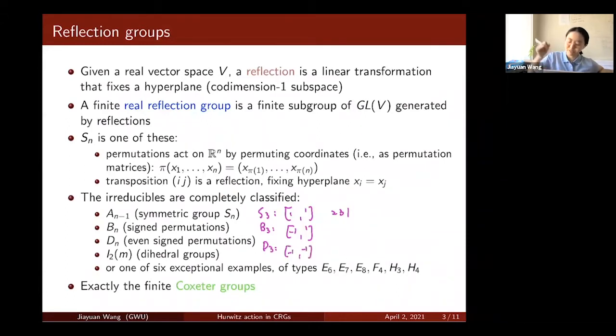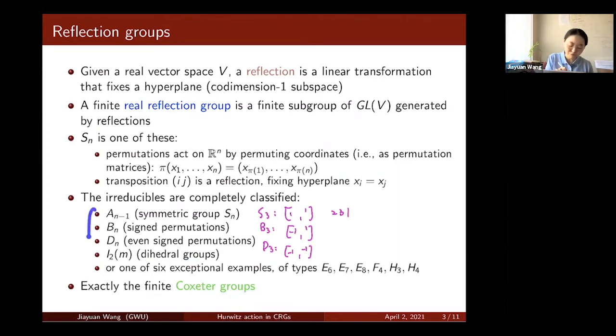So for this reason, this is an element in D3, but this is not an element in D3 because here this has an odd number of -1s. Also, the irreducibles include the dihedral group and 6 exceptional ones. And it turns out all of the irreducible ones in the real case are the finite Coxeter groups.